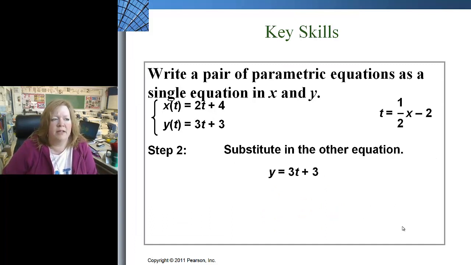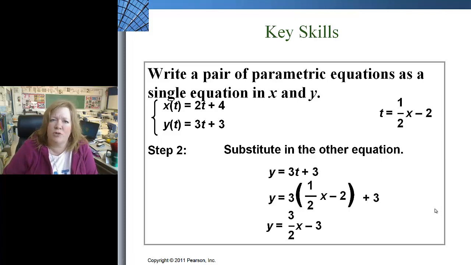So I'm going to put in, instead of having 3 times t plus 3, I'm going to substitute this whole quantity in for t. So it's going to be 3 times 1/2 x minus 2 plus 3. And that's it. Now you have an equation in x and y. So this parametric equation is the same as this Cartesian equation.